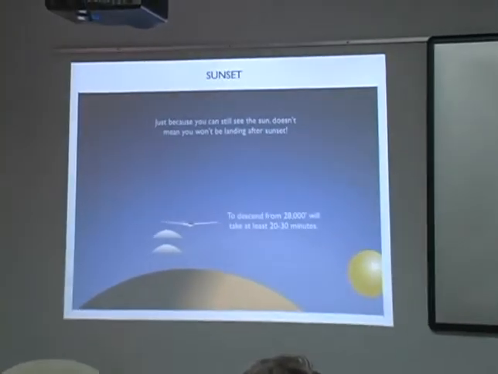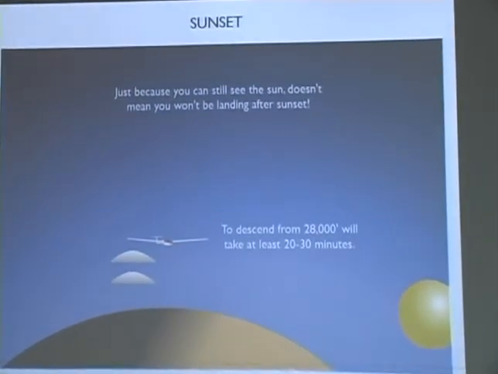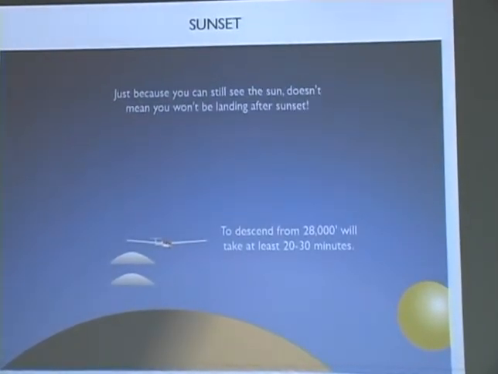We don't get up quite this high. That's the Earth. But when you are up at 28,000 feet, it takes a while to get down with no lift. If you're having to fight lift to get down, it can be even worse. So if sunset is at 7:30, you don't want to start your descent at 7 and arrive back 10 minutes after sunset. We need to be down on the ground by sunset. So keep that in mind.